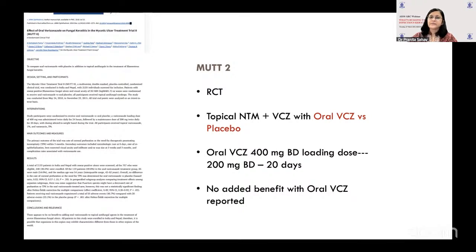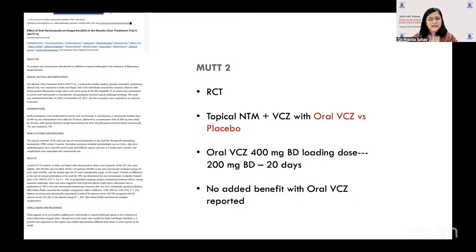So in this, the two groups were: one having both the combination of topical natamycin and voriconazole, and in the second group there was an addition of oral voriconazole. So these two groups were compared, that is oral voriconazole versus placebo, in addition to the combination of natamycin and voriconazole. The dose of voriconazole that was given was 400 milligram BD on day 1 as a loading dose, and then 200 milligram BD for a total of 3 weeks.